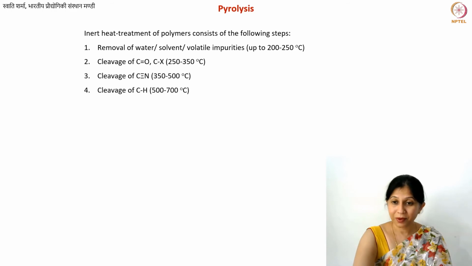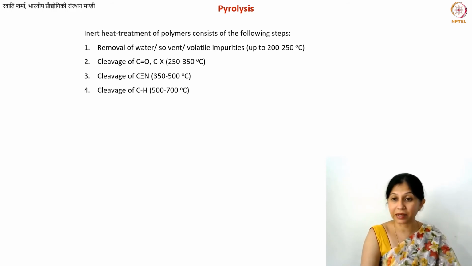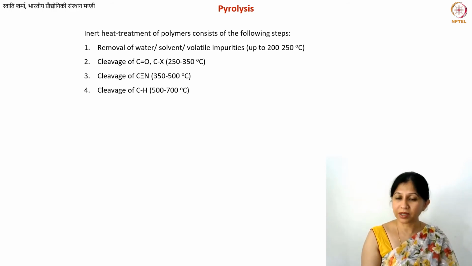The last one to break is carbon-hydrogen. Why last? Because it's a single bond. It's a stronger one, especially in the case of aromatic structures. This is the one which is the strongest, and that is removed at the end, or that is cleaved. So this is between 500 and 700 degrees for most polymers. There may be some exceptional cases here, which might not have complete degradation even up to very high temperatures, but for most polymers, this is what works.